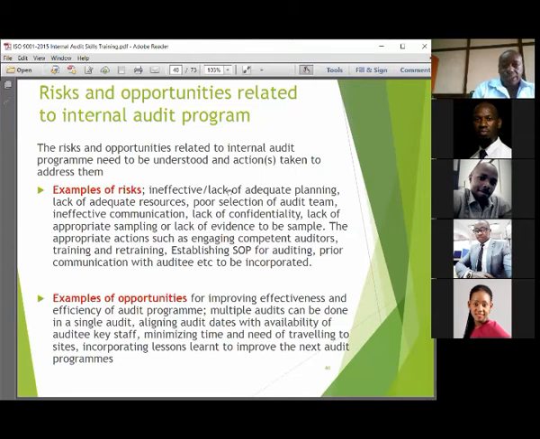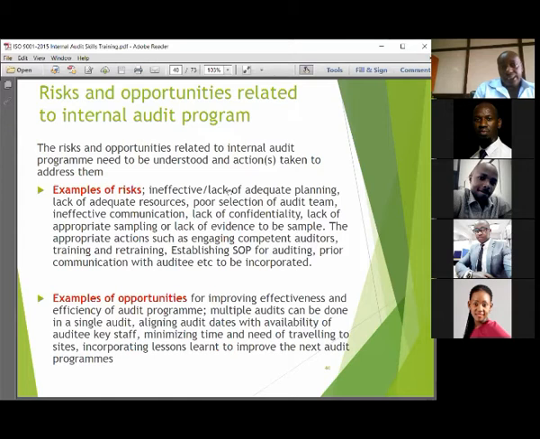So there are all those kinds of risks. How do you address them? One could be training, or establishing an SOP for auditing, which you already have, and it will be circulated to you. Prior communication with the auditee, etc., can help to reduce some of these risks that you may encounter.